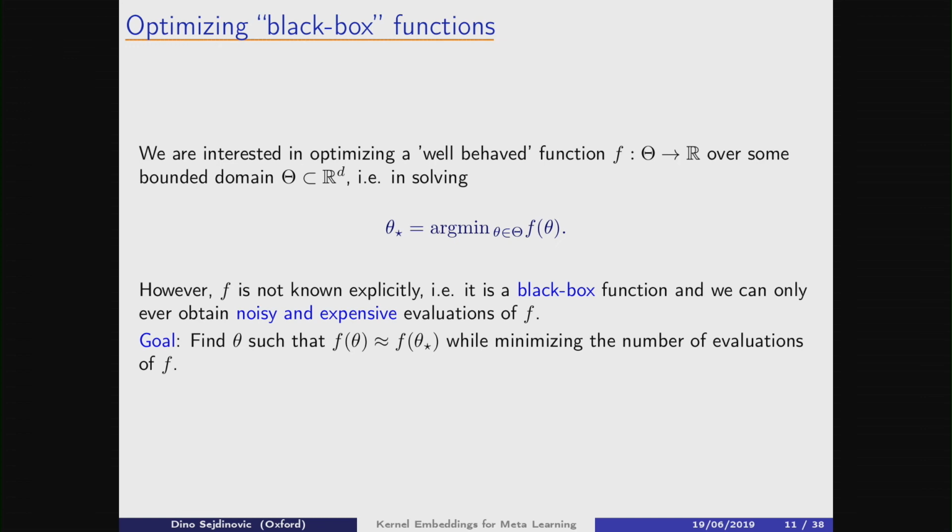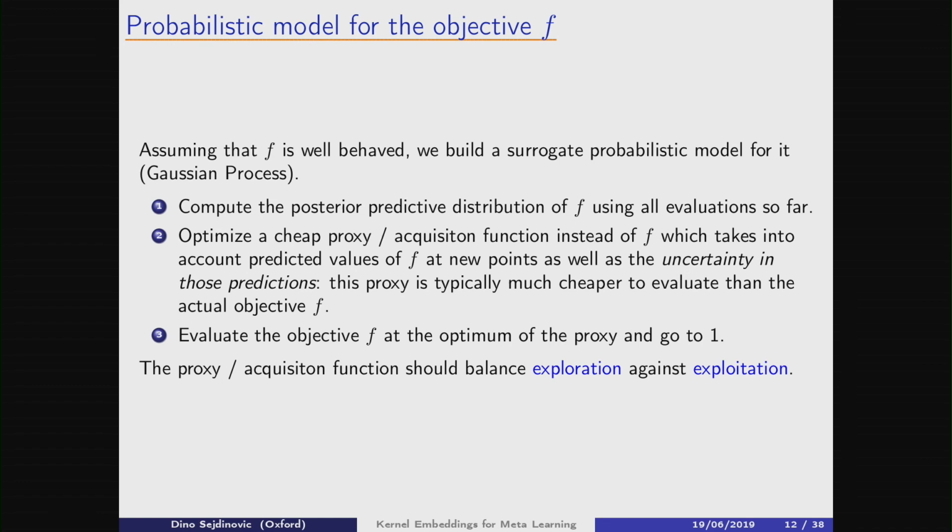Minimization or maximization doesn't really matter here, because these are functions that are not convex or nice. We don't have them in any functional form. We can only ever evaluate them. And potentially these evaluations are noisy and extremely expensive, because they mean training the whole machine learning model, but in general they could also mean running a complex physical experiment. Right, so how can we facilitate this problem when we don't actually know what f is? What we do is we build a probabilistic model for the objective f. We make some assumption that f is well-behaved somehow, and we build a surrogate probabilistic model for f.